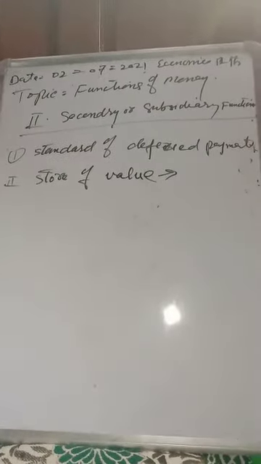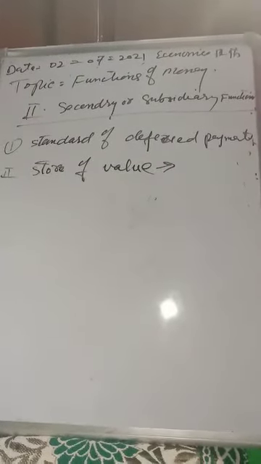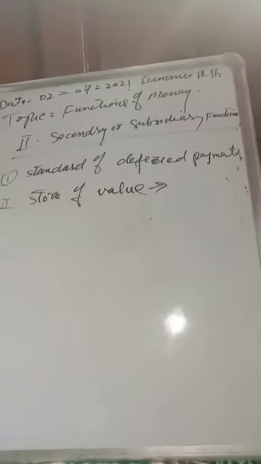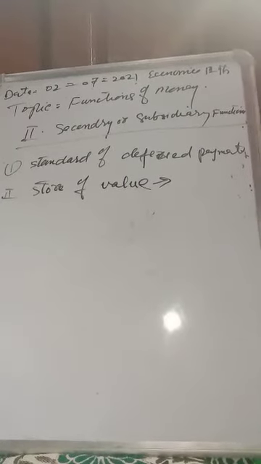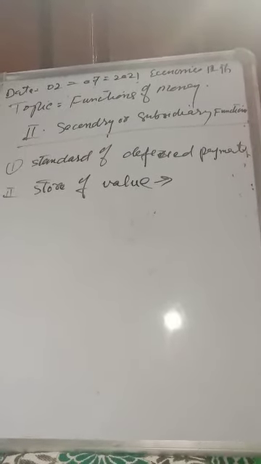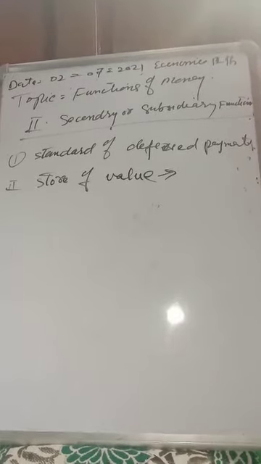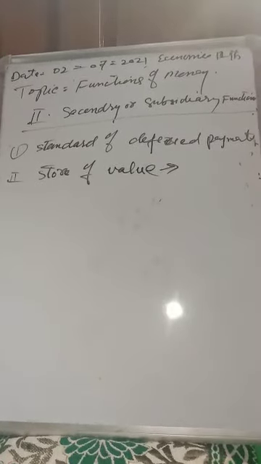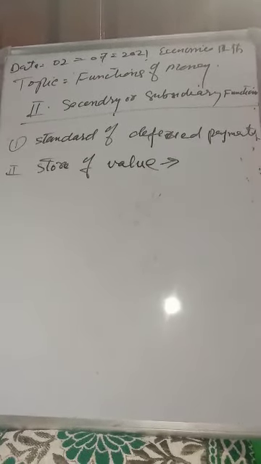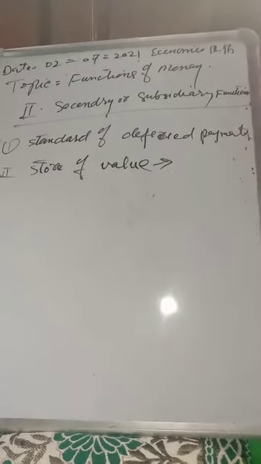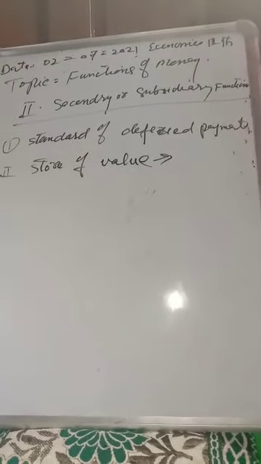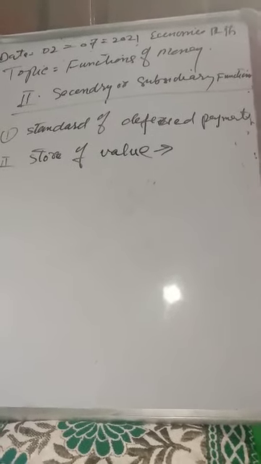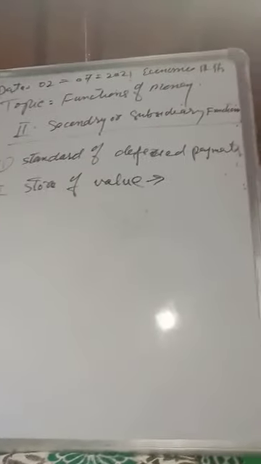It was not convenient to store value in the barter system of exchange because goods tend to wear out or perish. On the other hand, it is convenient to store value in terms of money because, number one, money has the merit of general acceptability. Number two, the value of money remains relatively stable compared to other commodities. Number three, storage of money does not need much space. Store of value is also called the asset function of money.